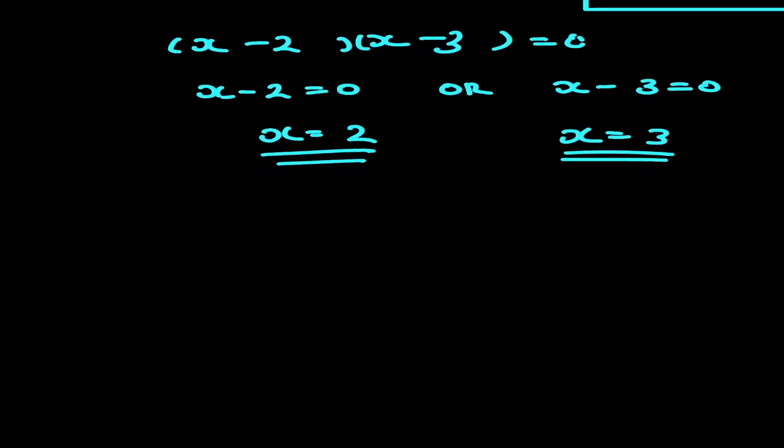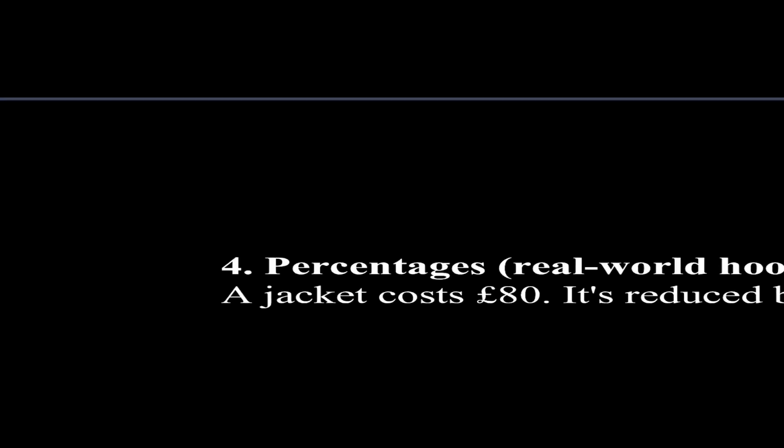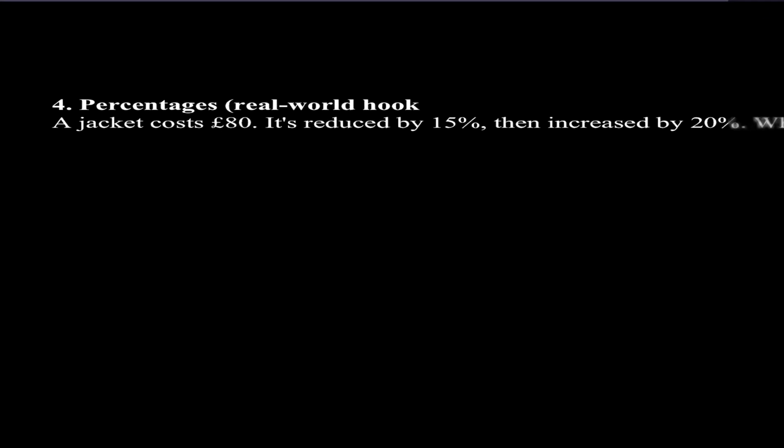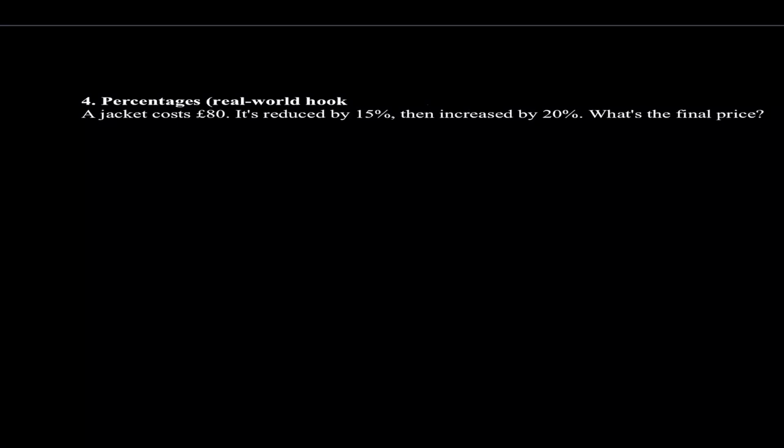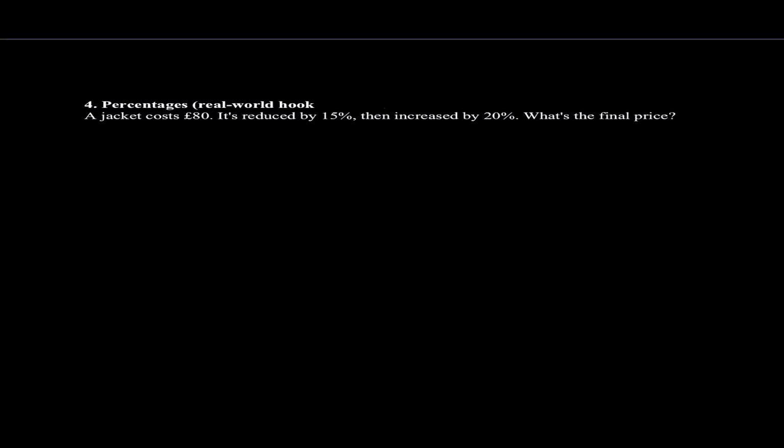Okay, let's try question 4. This one trips up a lot of students, a lot of people actually. So have a good read of this. A jacket costs £80. It's reduced by 15% and then increased by 20%. What's the final price? Okay, let's learn how to do this both with and without a calculator.